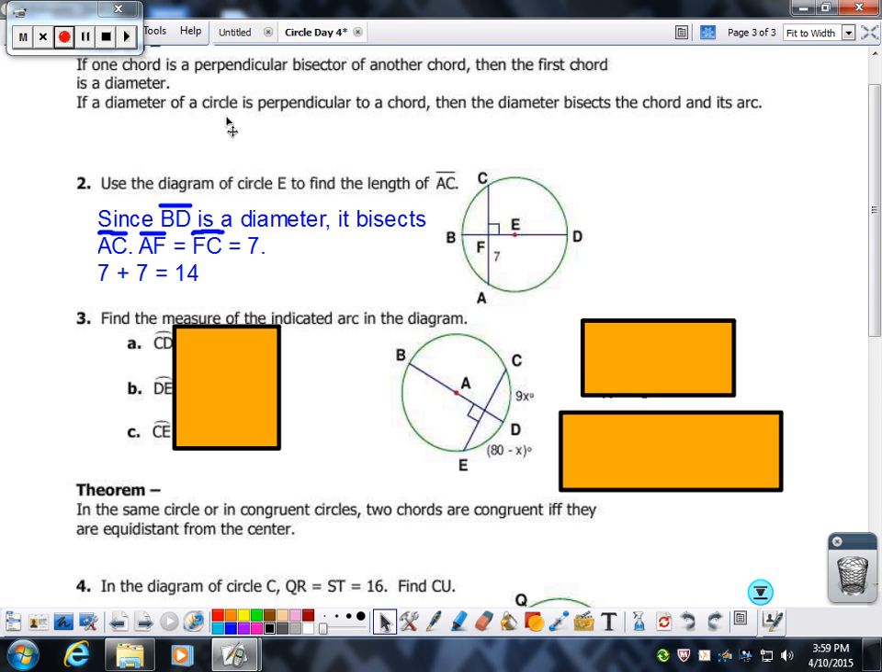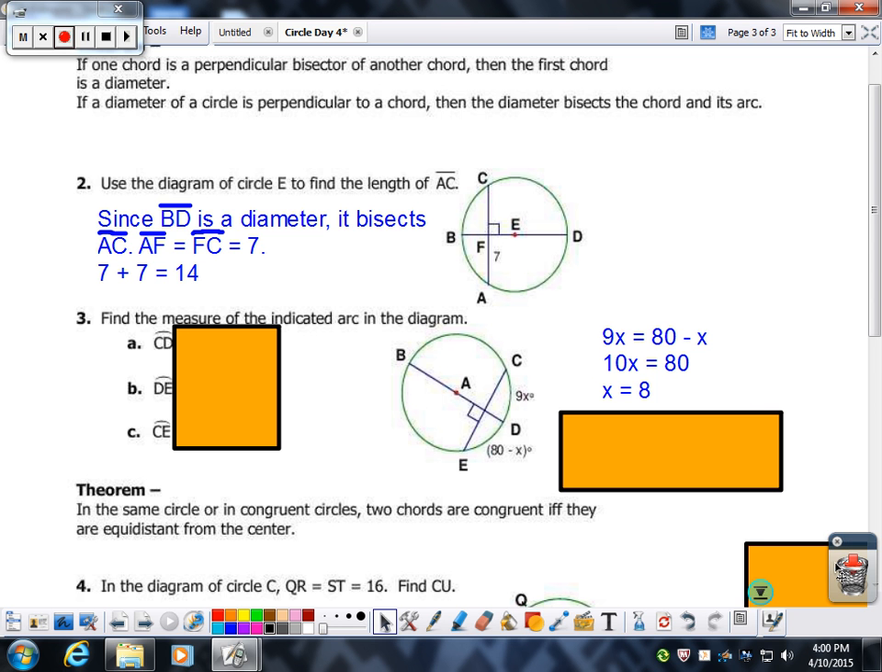The second part of the theorem tells us that if the diameter is perpendicular to a chord, it bisects the chord and its arc. So if we look over here, we can see that BD is a diameter. It's intersecting chord CE perpendicularly. So it must be the perpendicular bisector. It also must bisect arc CE. So I could say that 9x equals 80 minus x. If I add x to both sides, I get 10x equals 80. And then dividing by 10, x equals 8.